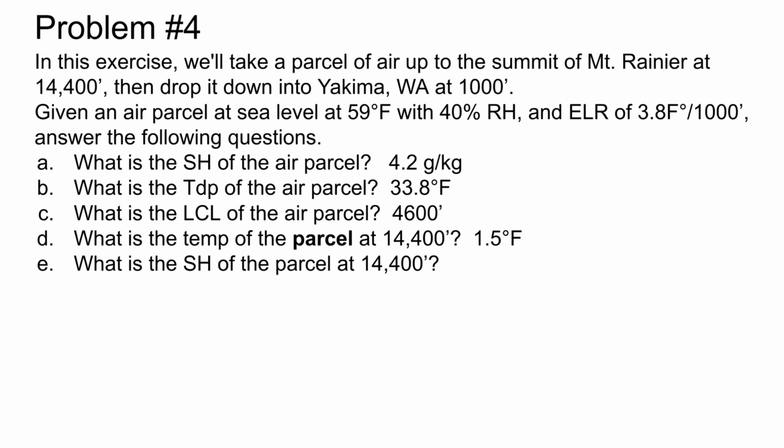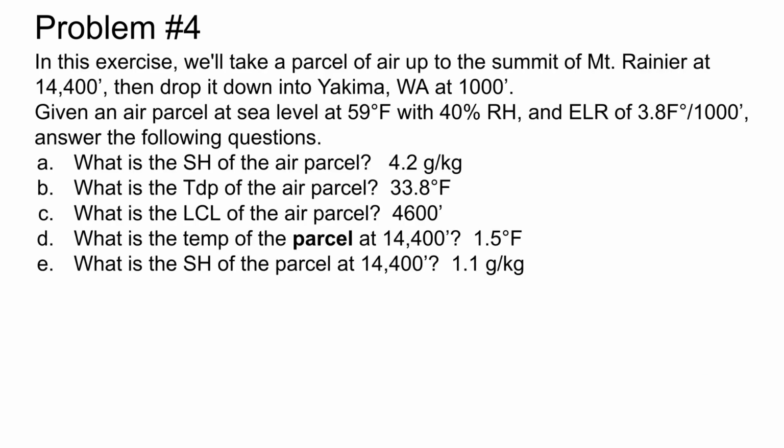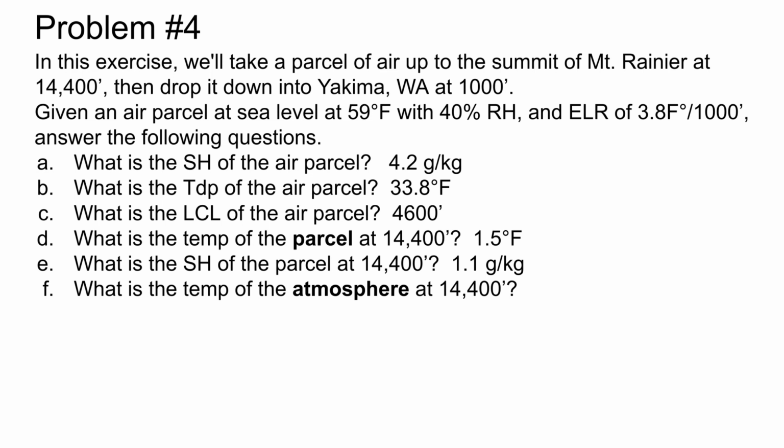So now we get to figure out the specific humidity. Since we know the temperature, we just look up the max specific humidity from the chart, and then whatever it says, that's what we have. So from the max specific humidity table with a temperature of 1.5, the maximum specific humidity is 1.1 grams. So now we know the new specific humidity, 1.1 grams. And the temperature of the atmosphere at 14.4.